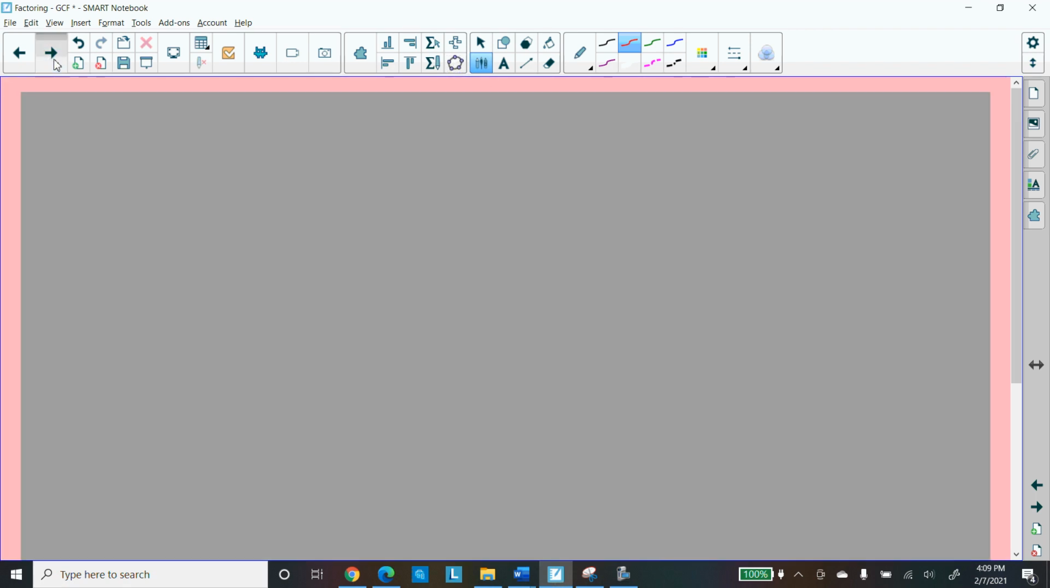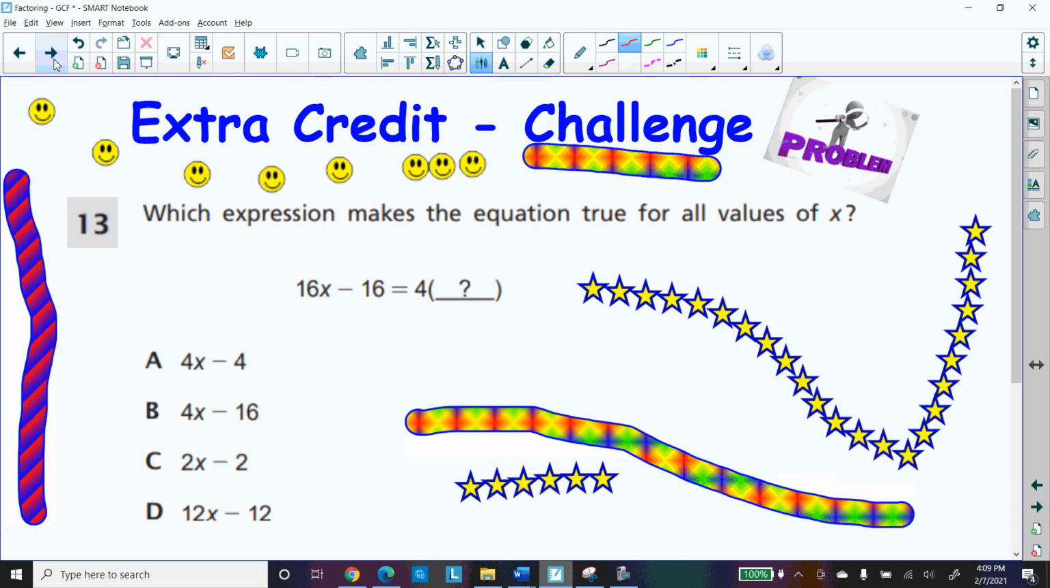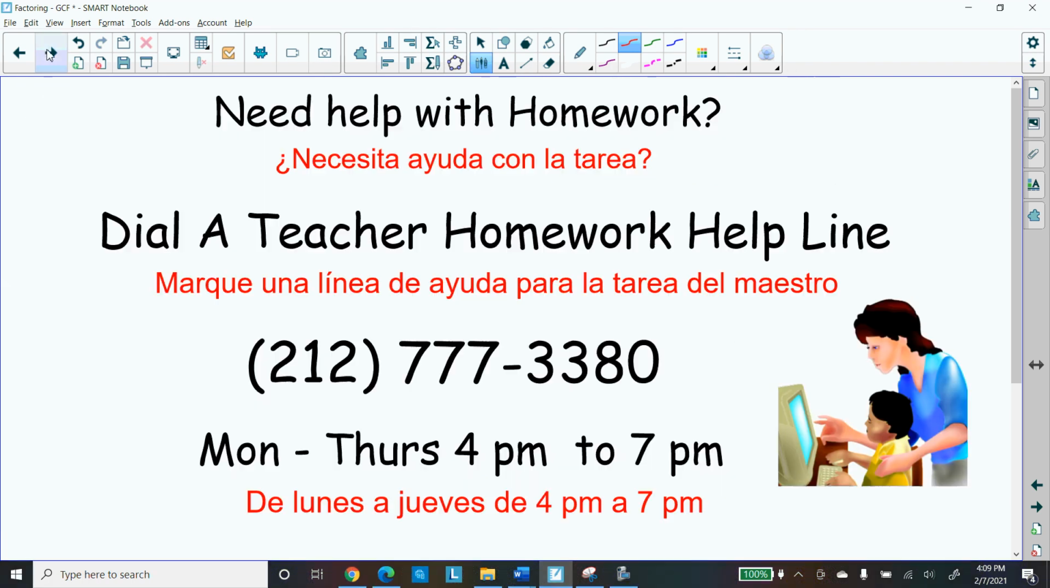So I hope you're enjoying the show. I have an extra credit question for you. It's not as bad as the other stuff. So which expression makes the equation true for all values of x? So pick one of these and try to figure out 16x minus 16 equals 4, and what's the inside stuff that was left over after you factored this. So this is a nice challenge problem for extra credit. So see if you can figure it out. Got it from one of the state tests. So I hope you enjoyed it.